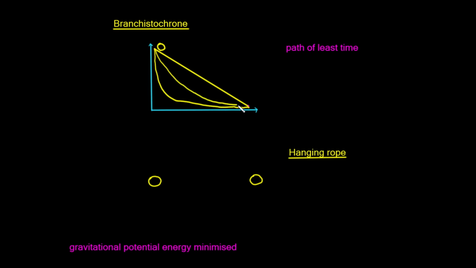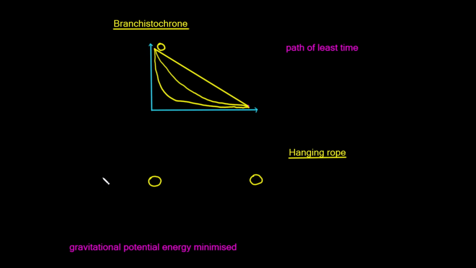like this. In which case it wouldn't accelerate as fast, but the actual path length from here to here would be shorter than this path length. So it would have less distance to travel, but it would also be travelling at a slightly less speed than this path. So again, we're left with this problem: what path is going to be the path of minimal time?